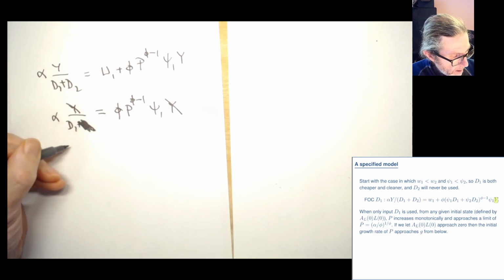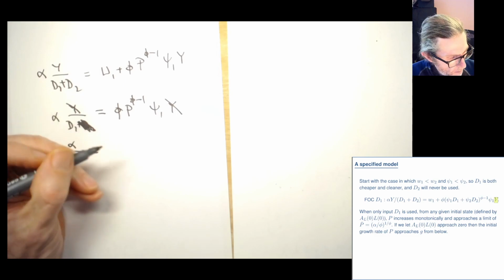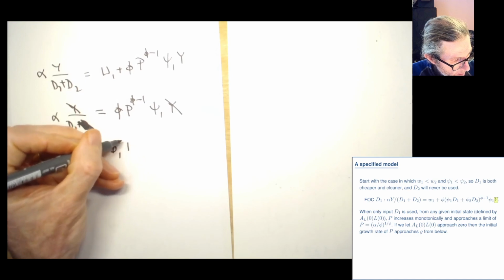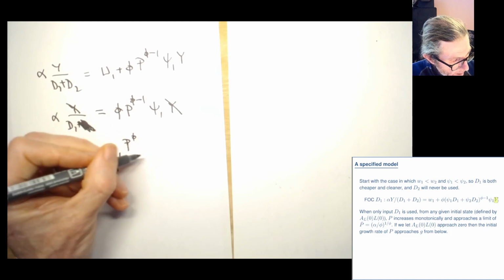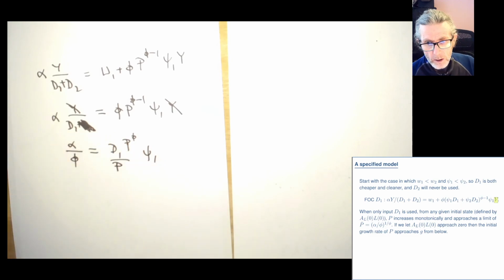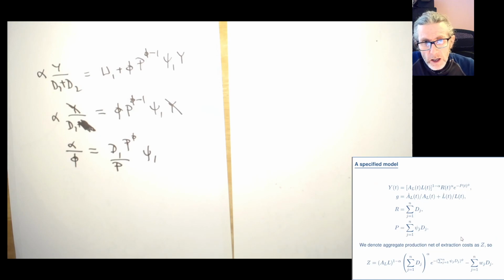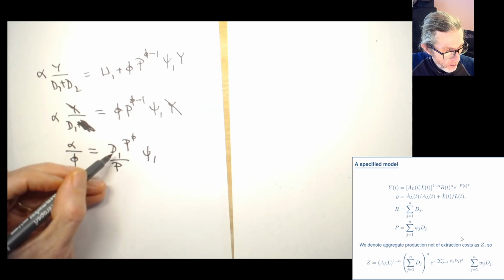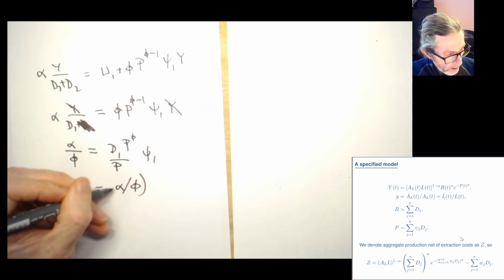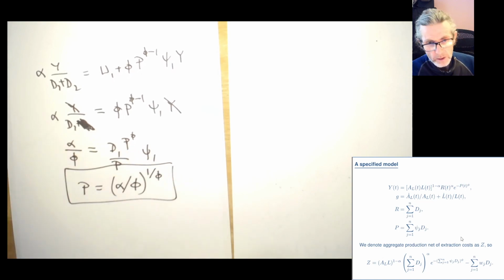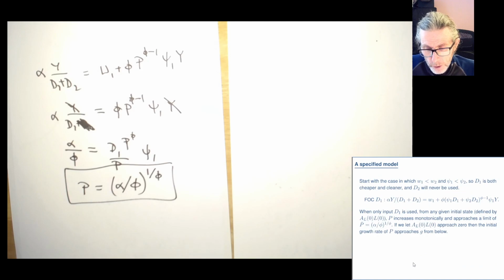So we have alpha over phi equals d1 p to the phi over p psi1. But if we go here, psi1 d1 is just p, so psi1 d1 and p go out, so p to the phi is alpha over phi, p is alpha over phi to the 1 over phi. So that's super straightforward, that in the very long run pollution approaches that limit.